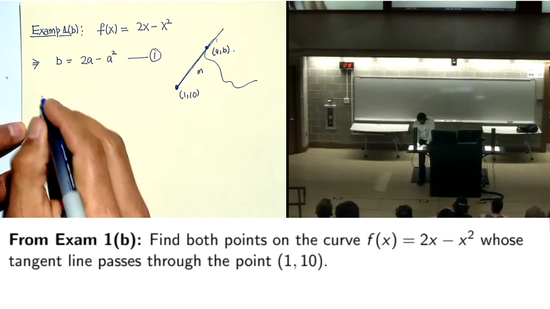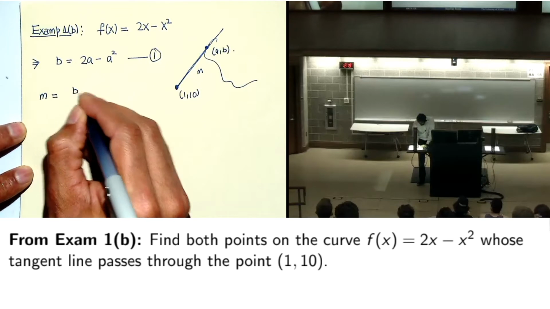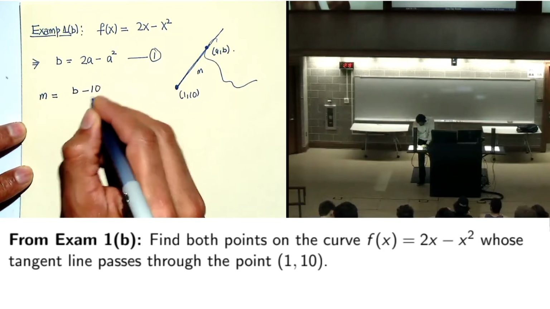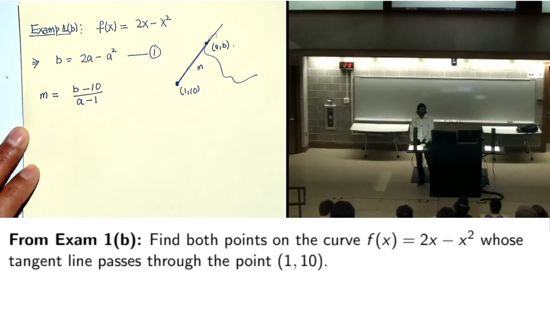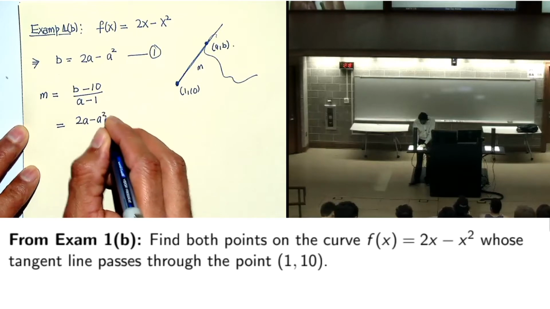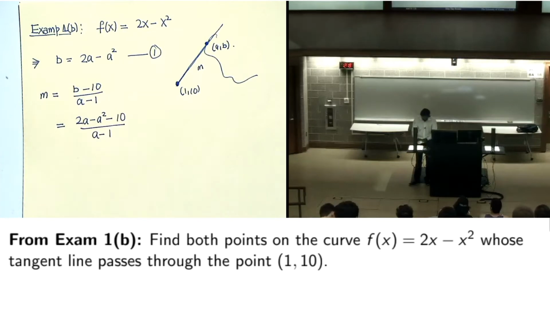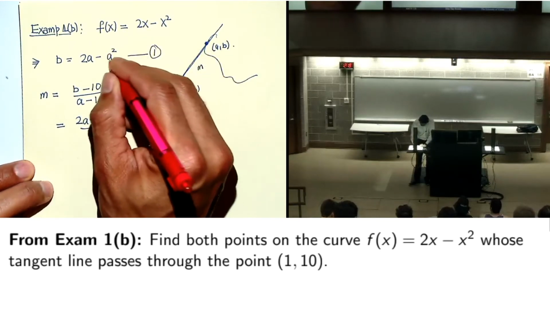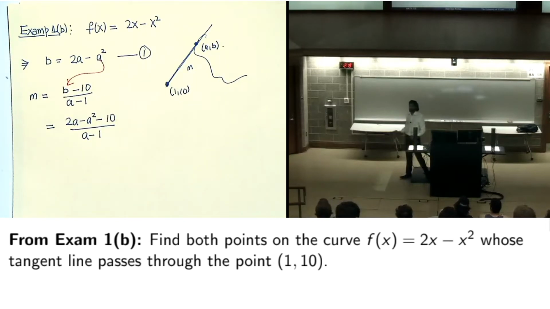So let's see what the slope is in the first situation. The slope of the line is b minus 10, divided by a minus 1. That's the slope of the line. So what is b? b is equal to 2a minus a square, minus 10, is equal to a minus 1. I just want to put everything into one variable, so I plug that b, the b I evaluated in the very first equation, into the slope of the line.